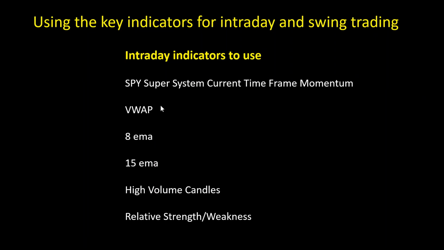Then you've got the VWAP, the volume weighted average price, a very key support level and resistance level. The 8 exponential moving average, another key support and resistance level. The 15 EMA, another key support and resistance level. All of these can be used for entering and exiting trades.